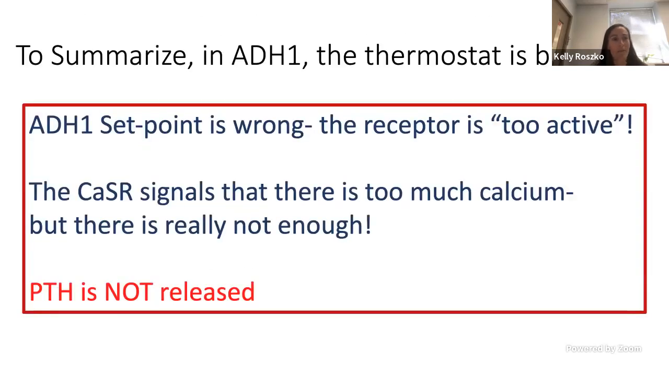So to summarize, in ADH1, the thermostat is broken. The ADH1 set point is wrong because the receptor is too active. The calcium sensing receptor is signaling that there's too much calcium, but there's really not enough, and therefore PTH is not released.